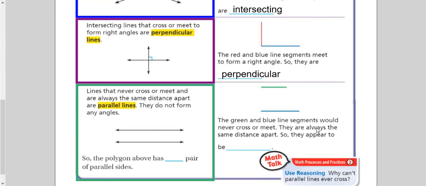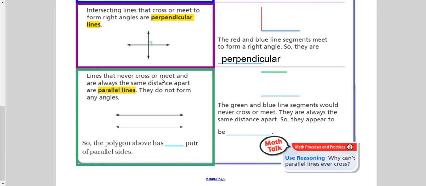And then finally, lines that never cross or meet and are always the same distance apart are parallel lines. They do not form any angles. All right, so this line here and this line here, they could go on forever and ever and they would never cross. Think of it like railroad tracks. If we have railroad tracks, they are the same distance all the way down the railroad line.